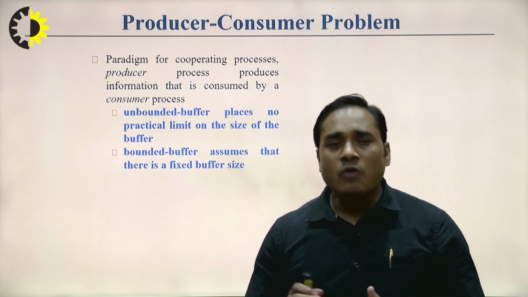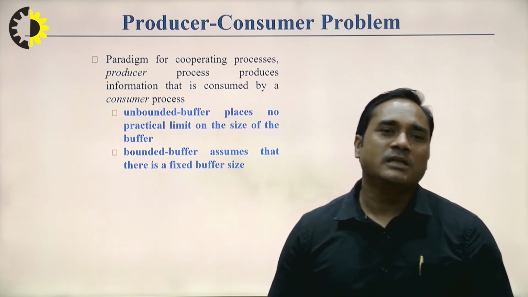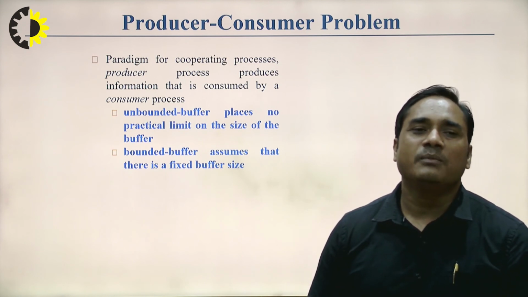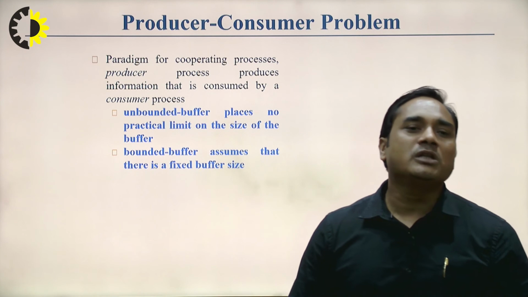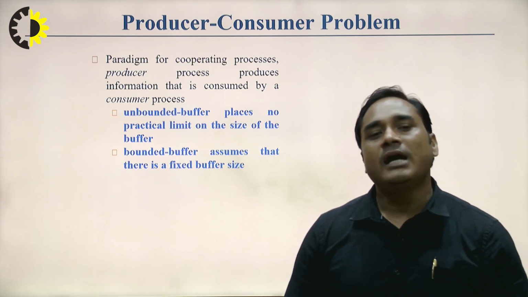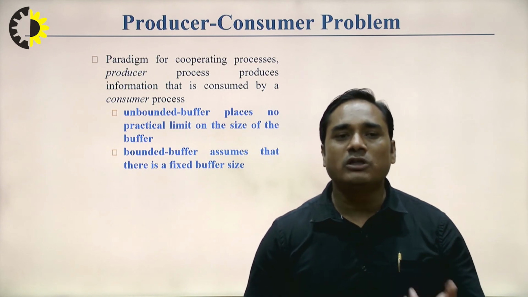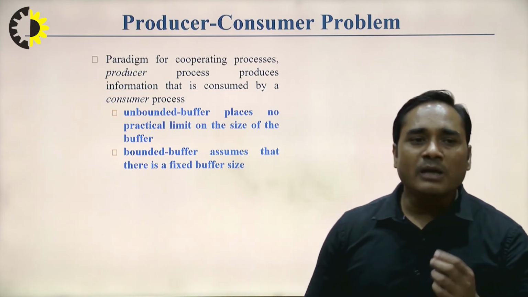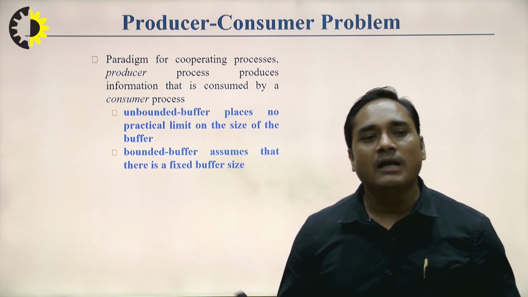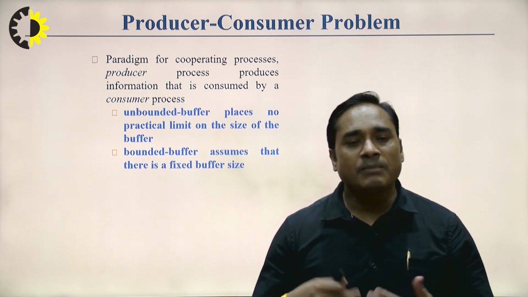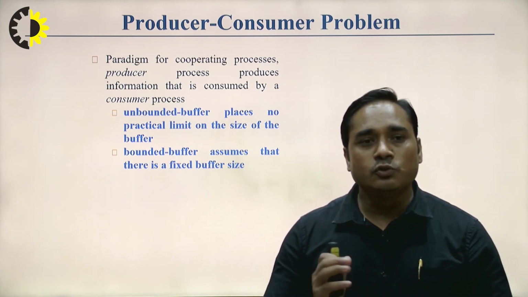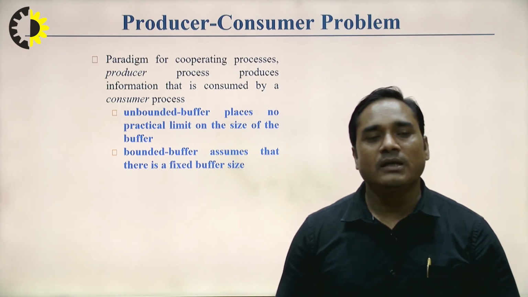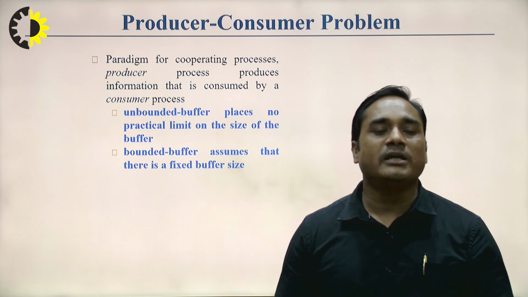Now we are going to discuss one important problem, the producer-consumer problem in cooperating processes. It is a paradigm for cooperating processes: a producer process produces information that is consumed by the consumer process. Producer and consumer use a common buffer, and a buffer is divided into two categories: one is the unbounded buffer and the second is the bounded buffer. Unbounded means the size of the buffer is not defined. And the bounded buffer? The buffer size is defined, or you can say the size of the buffer is fixed. So the user can use that particular buffer in two different manners, the bounded buffer manner and the unbounded buffer manner.